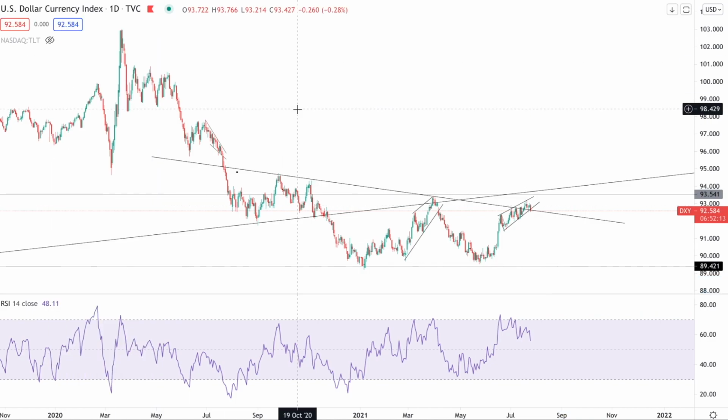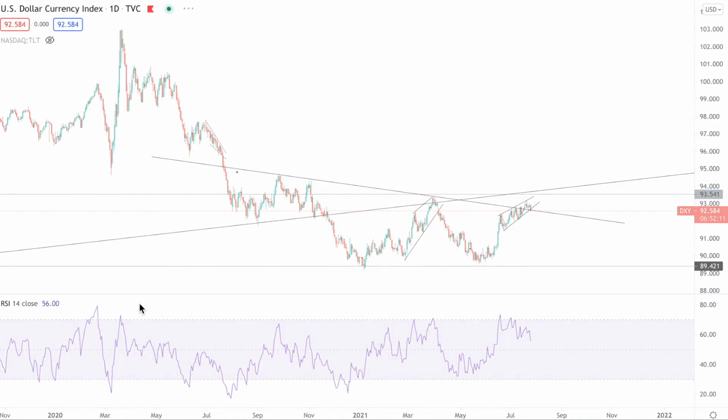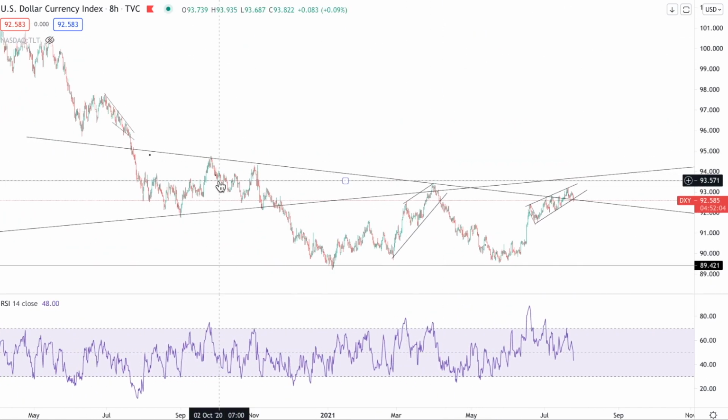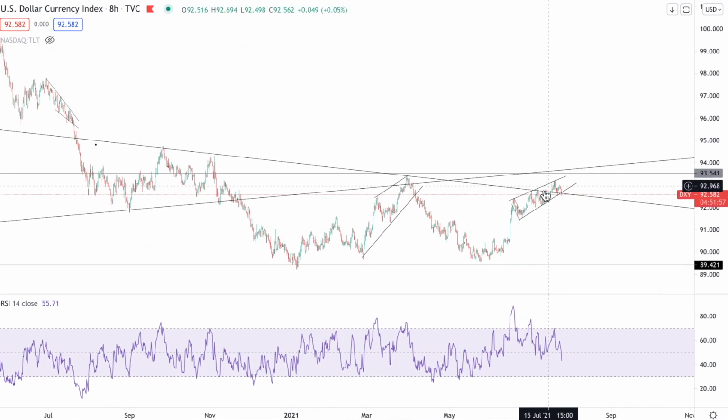This is the chart that we've been looking at over the past few videos, so I'm not going to spend too much time on it. But again, line of resistance here. We're testing it right now. It seemed like we were breaking out here, but it was very weak with weak momentum, no renewal of momentum. So a lack of conviction in this dollar strength that we're seeing right now.